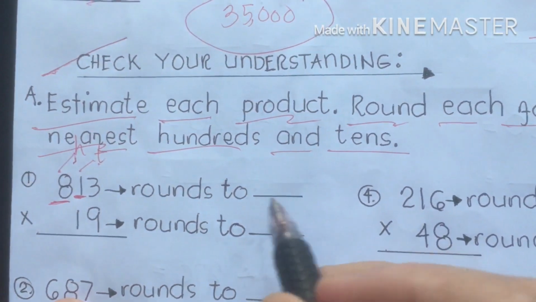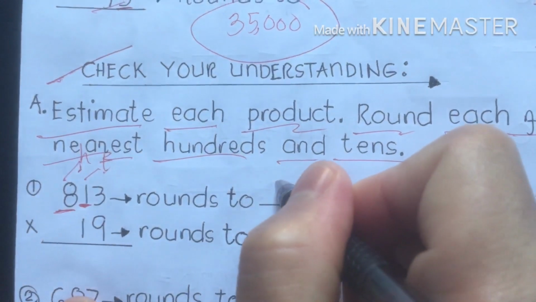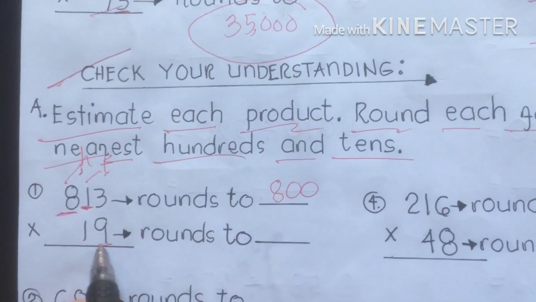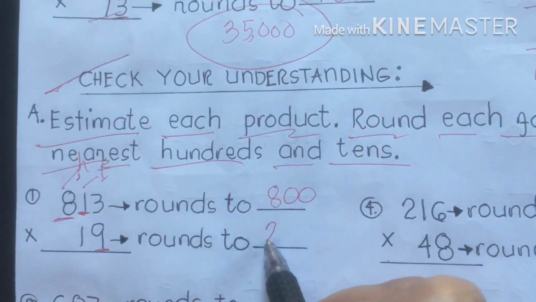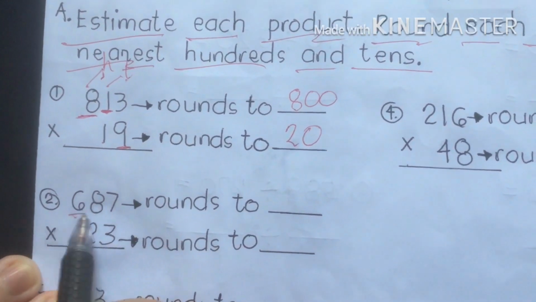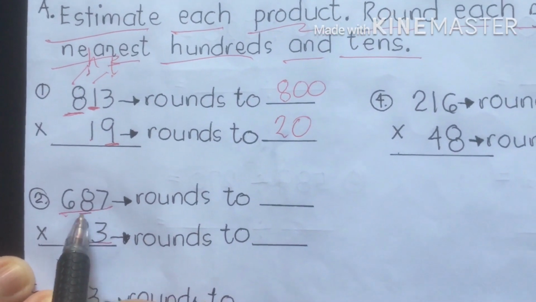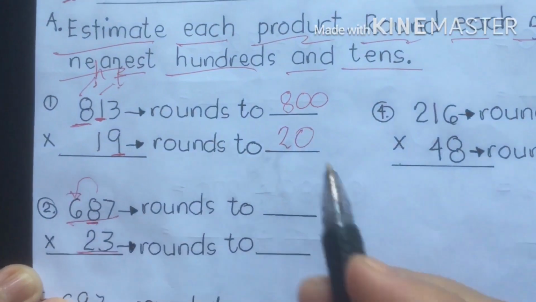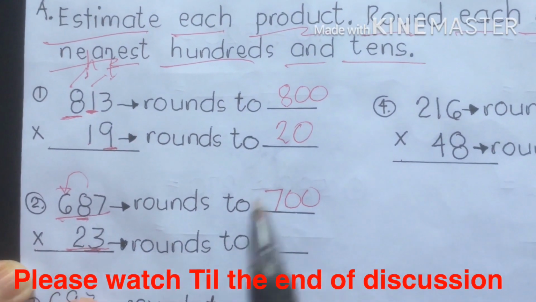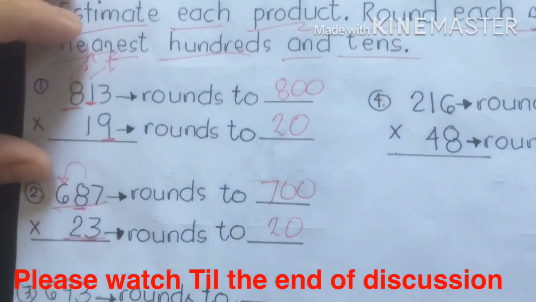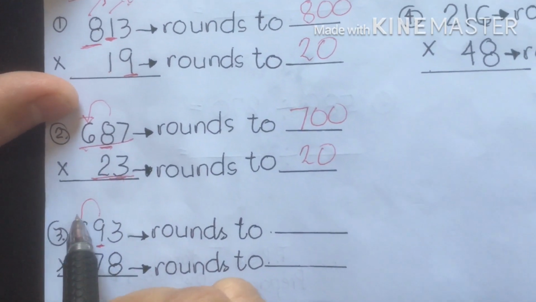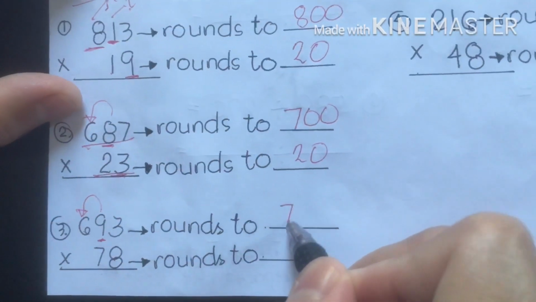Number 1 is 113, so 1 is rounding down. We're going to write 800. 19, since 9 is rounding up, becomes 20. Okay, later on we're going to solve it. We round it first to 687 times 23. Since 8 is rounding up, so 8 plus 1, it comes to 7. That's 700. 3 is rounding down, so this is 20. Next, for number 3, 693. 9 is rounding up, so we add 1, so it becomes 700.